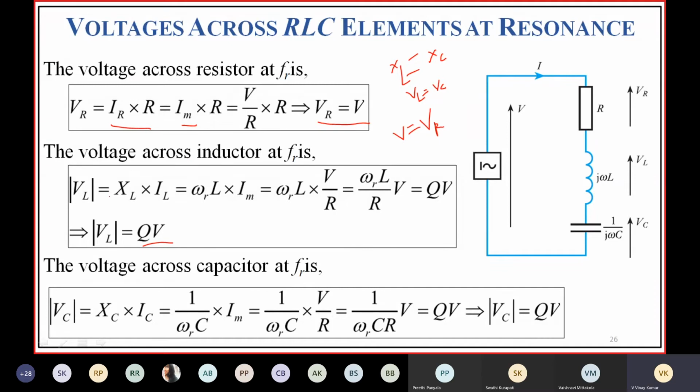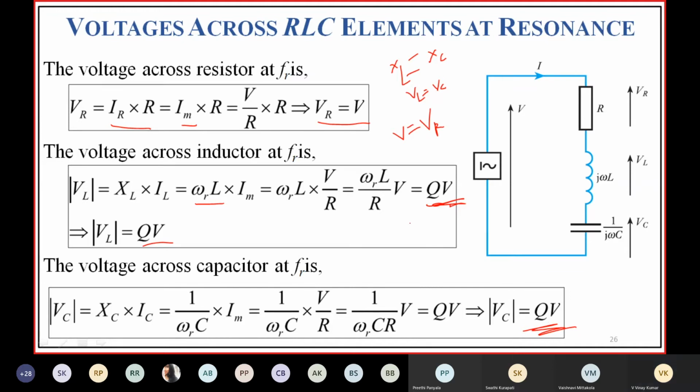Coming to voltage across the inductor. VL is equal to XL into I_L, omega_r L into I_m, omega_r L into V by R. Finally you are going to get QV. So VL is equal to QV. Again, VC is equal to QV. Both will be equal at resonance. So VL is equal to Q times V, and VC is equal to Q times V.